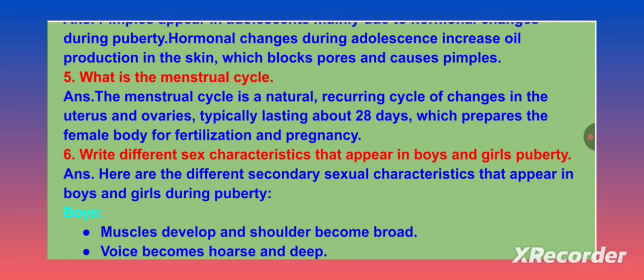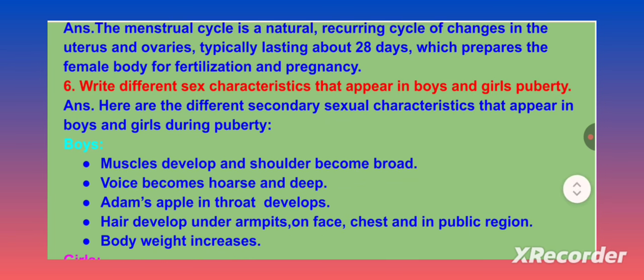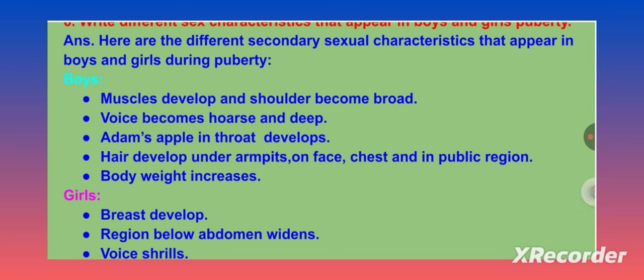Write different sex characteristics that appear in boys and girls during puberty. Here are the different secondary sexual characteristics that appear in boys and girls during puberty. Boys: muscles develop and shoulders become broad. Voice becomes hoarse and deep. Adam's apple in throat develops. Hair develops under armpits, on face, chest and in pubic region.